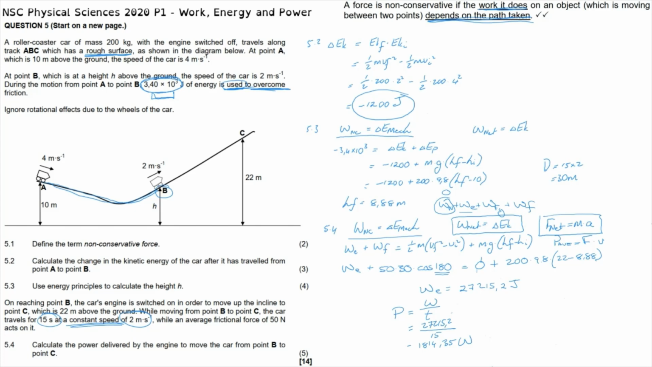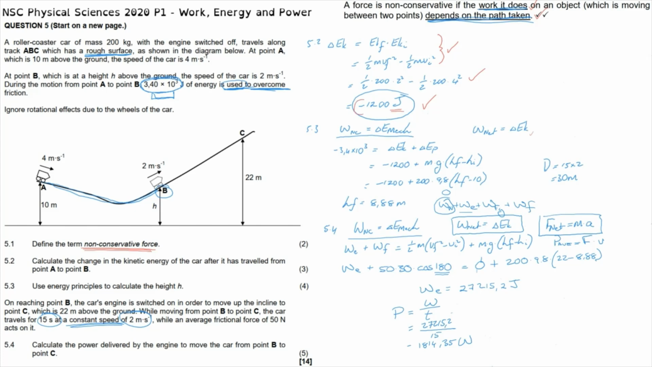When marking questions like this, once again, when we are asked for a definition straight out of the guideline document, it is important, and there are words that are important, and the word order is important. A non-conservative force is one for which the work done is independent of the path that is taken. Then for question 5.2, where we are asked a fairly simple substitution calculation, it is always going to be 1 mark allocated for a formula as it is given in the formula sheet, 1 mark for the correct substitution, and 1 mark for the correct answer with the correct units.